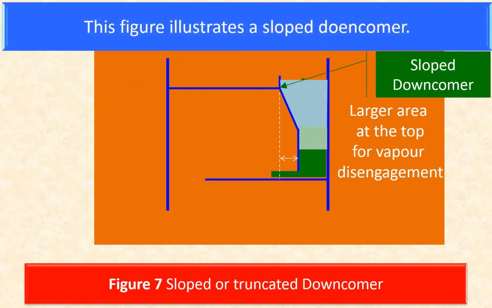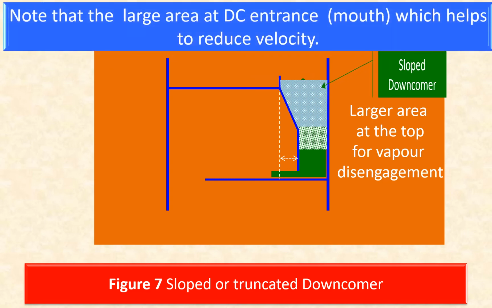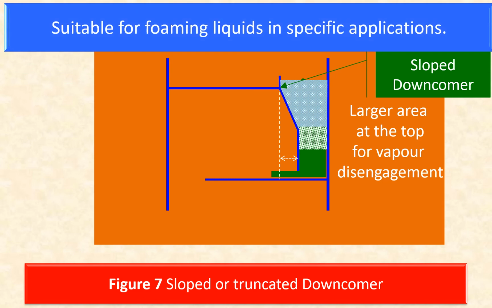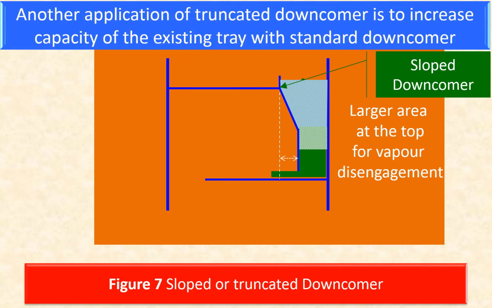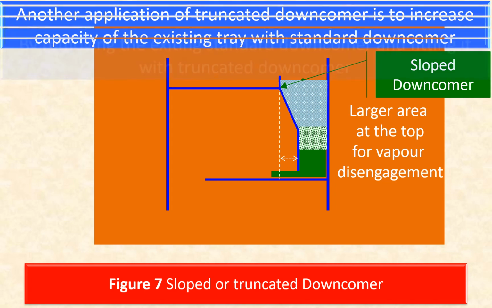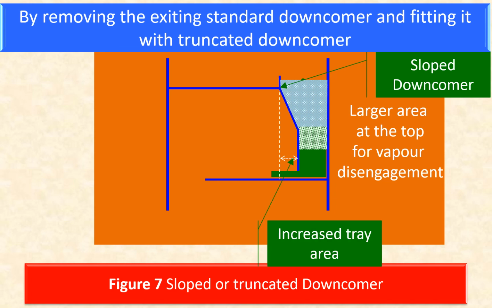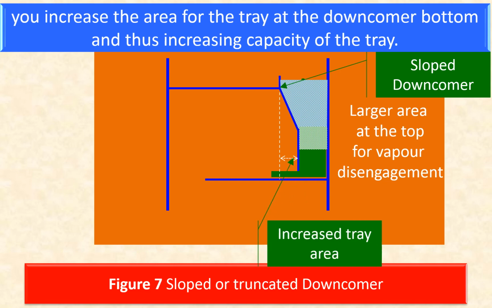This figure illustrates a sloped downcomer. Note the large area at the DC entrance, that is the mouth, which helps to reduce the velocity, suitable for foaming liquids in special applications. Another application where a truncated downcomer is used is to increase the capacity of the existing tray with a standard downcomer. By removing the existing standard downcomer and fitting it with a truncated downcomer, you increase the area for the tray at the bottom and thus increase the capacity of the tray.